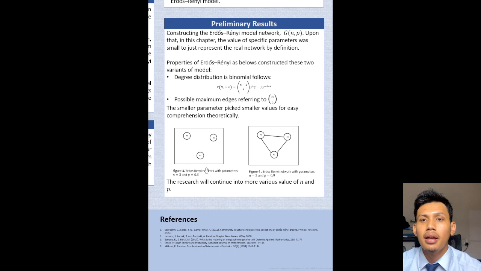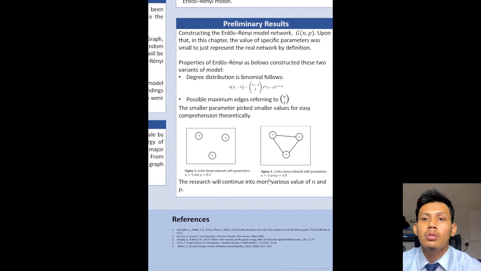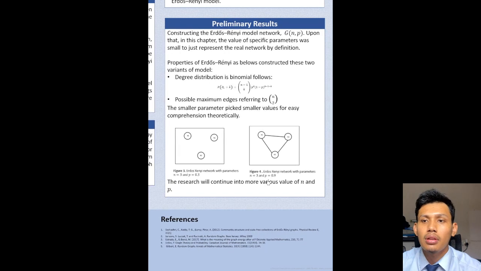And upon that, we managed to construct these two graphs: n equals 3 and p equals 0.3, and the other one is also n equals 3 but p is 0.9. And the research will continue into more various values of n and p.